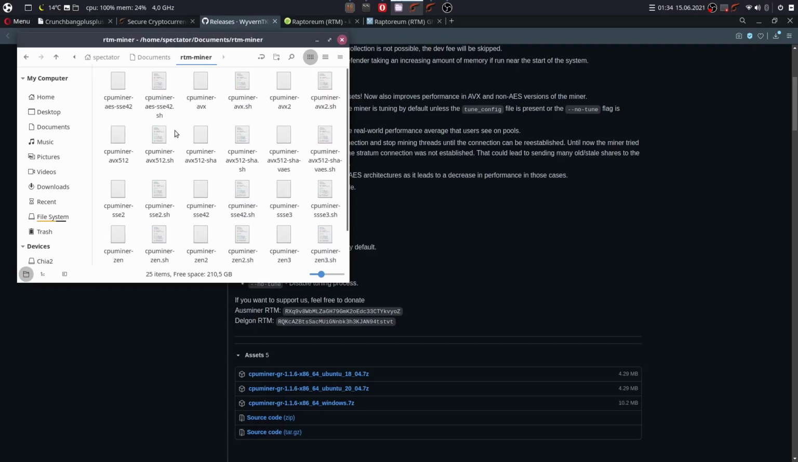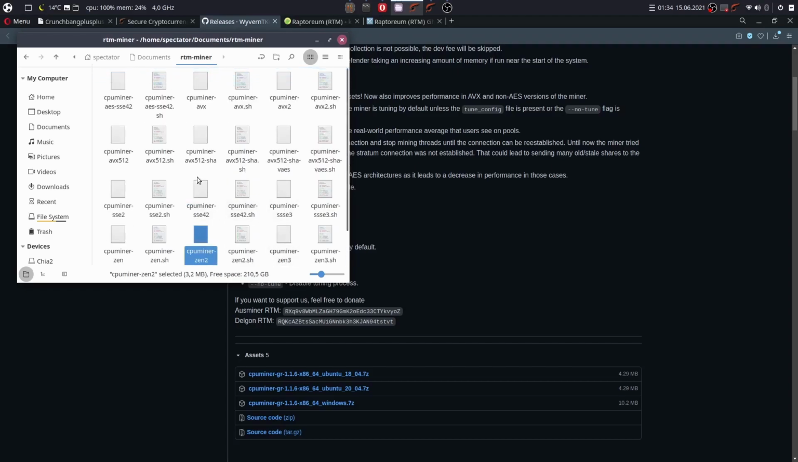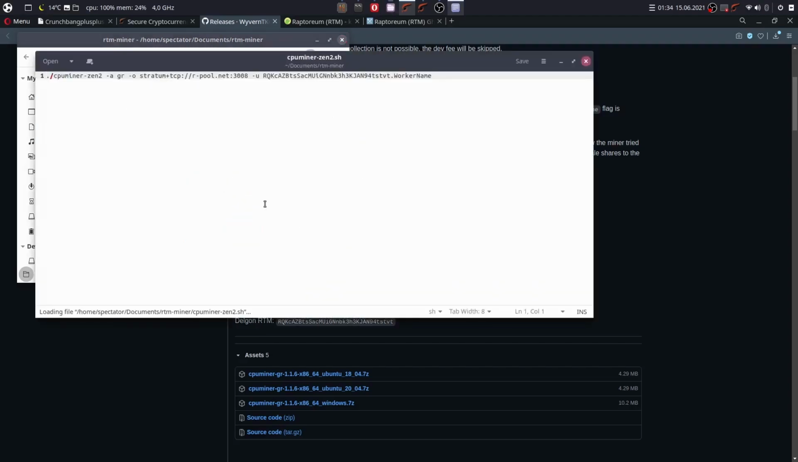Now we have a lot of config files and executables. All of them are separate for different architectures of CPUs. For example, we have Zen Gen 2, Zen Gen 3, AVX instructions. I'm using Ryzen 3800X, which is a Zen 2 CPU. So let's add this configuration file.